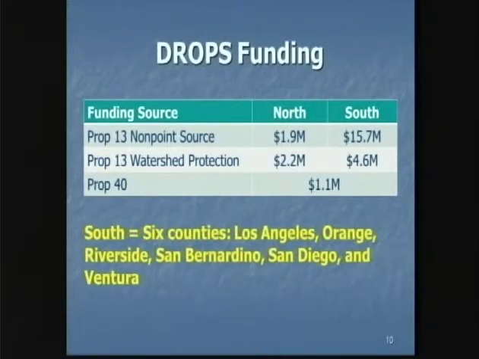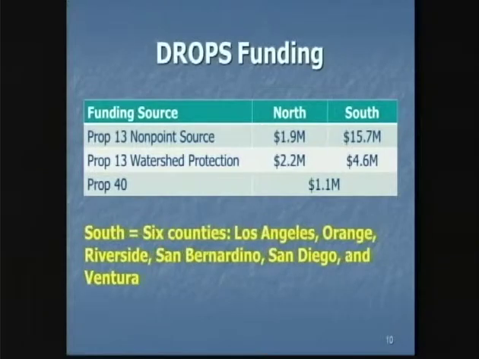I'm going to reiterate the funding allocation sources and the split, as you'll see there too. This DROPS program is being funded through unallocated Prop 13 and 40 funds. The Prop 13 funds require that we have a split that we have labeled as the north-south split. And when we say south, we only mean 6 counties. Those would be Los Angeles, Orange, Riverside, San Bernardino, San Diego, and Ventura.